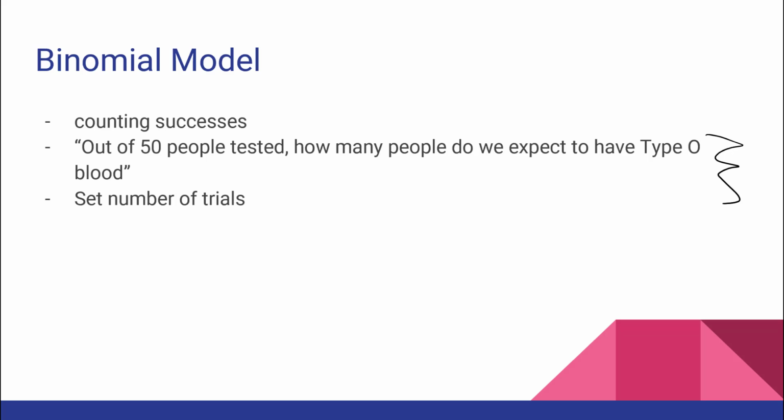One way you could word this in a real life situation would be, out of 50 people tested, how many people do we expect to have type O blood? So we see a set number of trials, we have 50 people, and then we want to know how many successes there were. In a geometric model, there was only one success, and that was our stopping point. The place where the success was dictated how many trials there were, and it was not a set number for every situation. So for a geometric model, it's when does the first success appear? For a binomial model, it's out of this many trials, how many successes did we get?